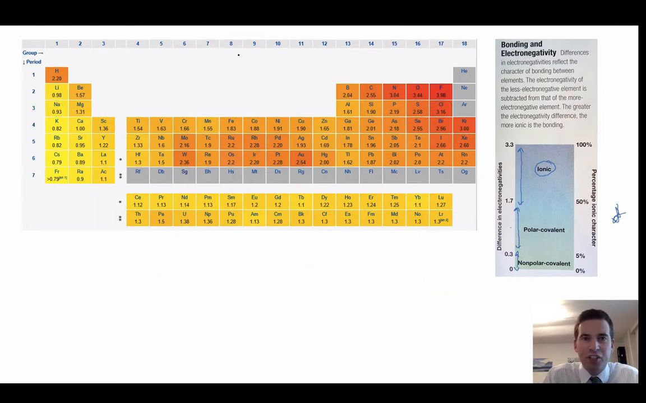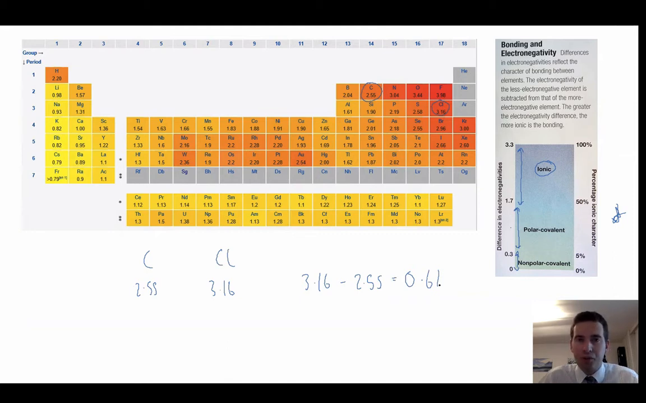Next, let's have a look at carbon attached to a chlorine, like we looked at in the previous example. Carbon has a value of 2.55. Chlorine, 3.16. That gives you a value of 0.61. 0.61 is a polar covalent bond. The electrons are more towards the more electronegative of the elements, which in this case is chlorine.